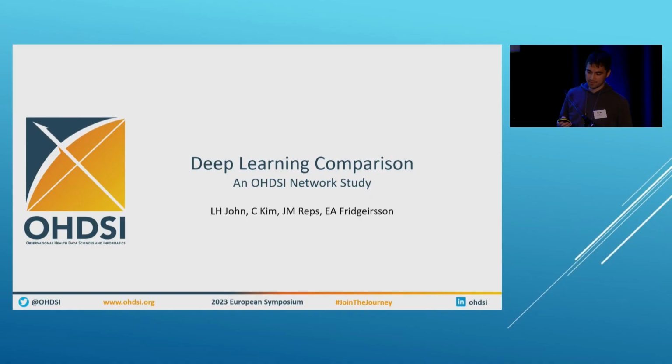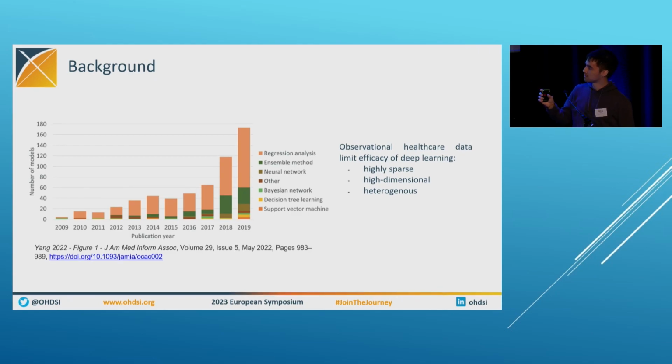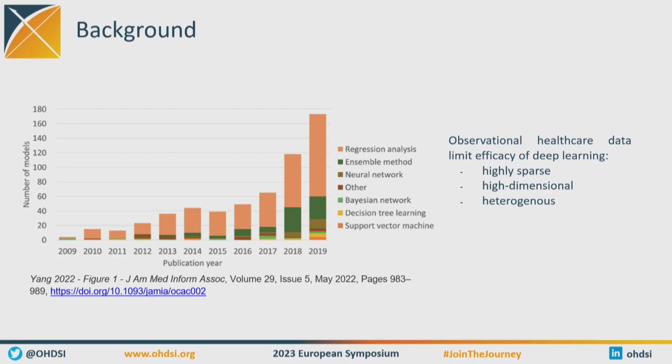Deep learning comparison is an OHDSI network study that we're currently working on, in which we compare what we call a conventional prediction method or model to the more advanced and more complex deep learning methods. And basically what we found is that in this domain of clinical prediction modeling, by far the most popular group of models are these conventional models. So logistic regression, Cox regression, decision trees, but also the ensemble methods like gradient boosting or random forest. And that is actually quite contrary to other domains. Take, for example, anything vision related or image recognition related, where these deep learning methods are actually much more prevalent.